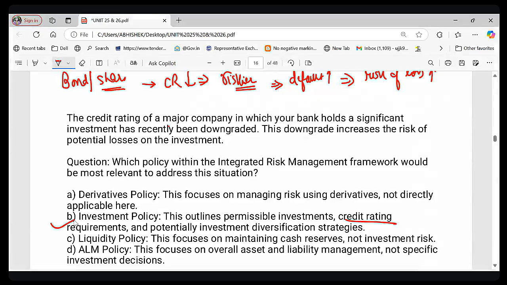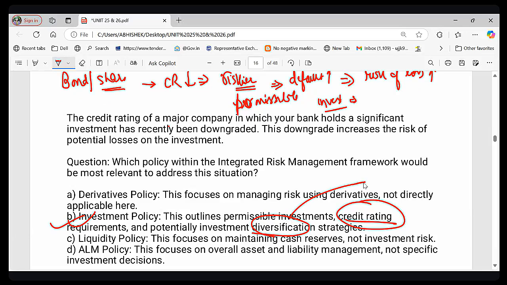So that is the main point. Which policy handles the situation? The answer is investment policy. Option B is the correct answer. Why? Because the investment policy defines the permissible investments that the bank can make. It includes guidelines on credit rating, that is, the minimum credit rating requirement. It includes guidelines on diversification strategy to spread the risk.